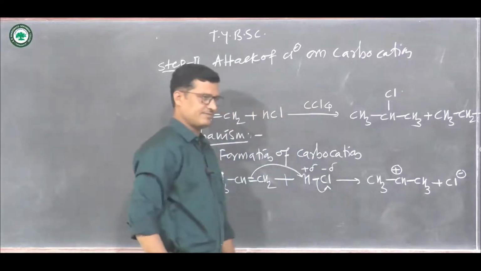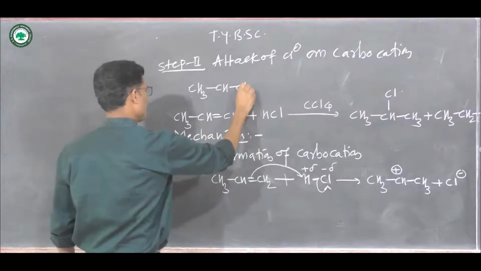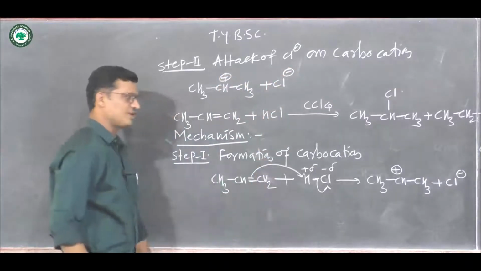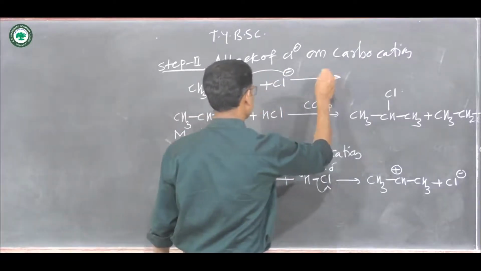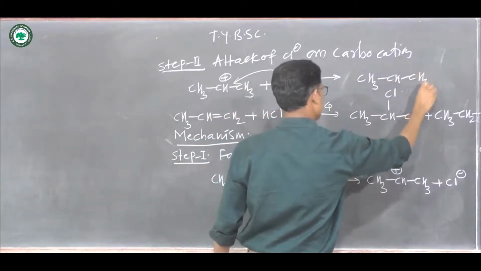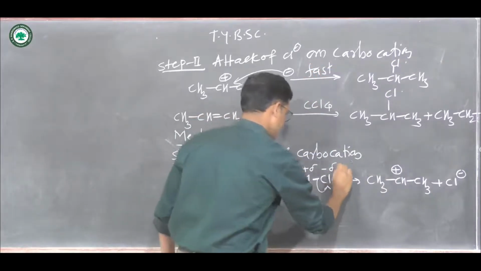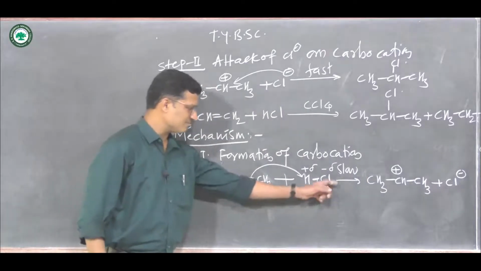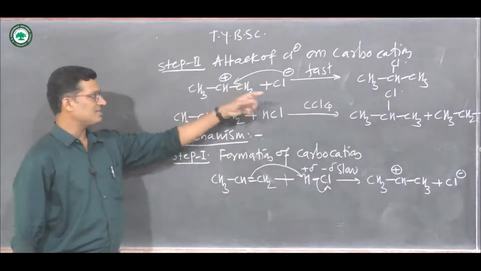So this is the second step. There is your carbocation in the reaction mixture, which has the nucleophile Cl minus. The Cl minus attacks this carbocation, and there is formation of your product. The second reaction is fast, while the first step is slow, the rate determining step, and finally we get this product. I write here the major product.